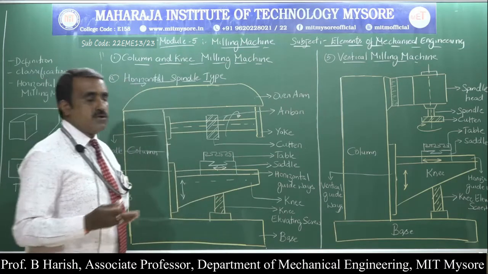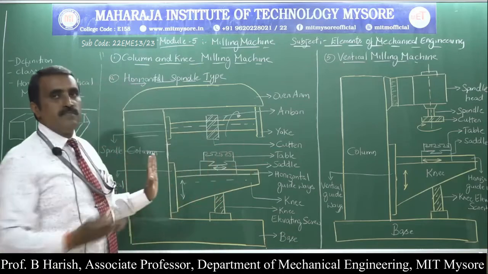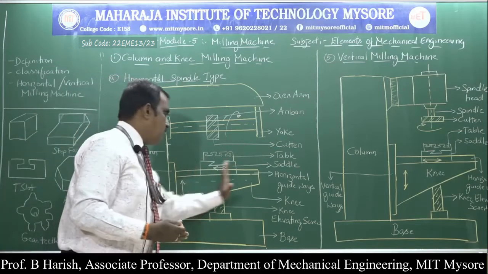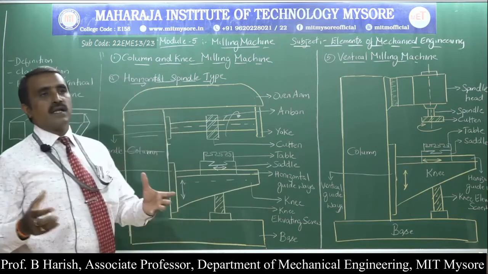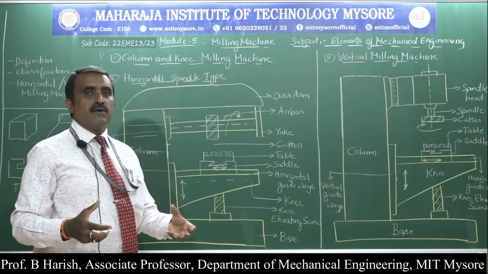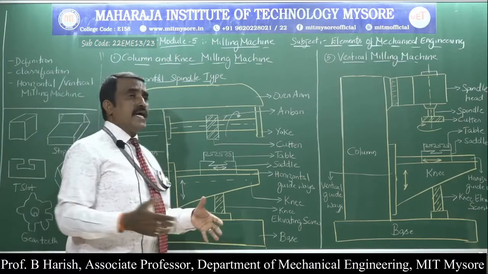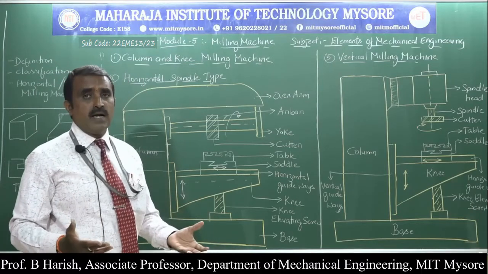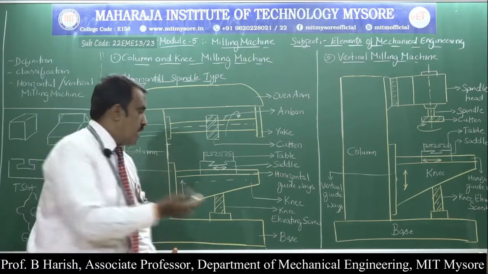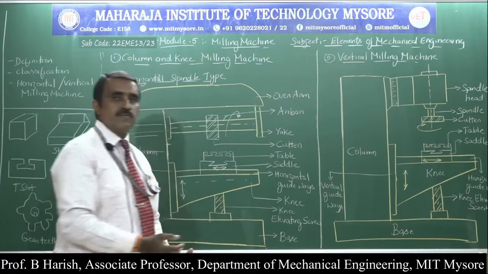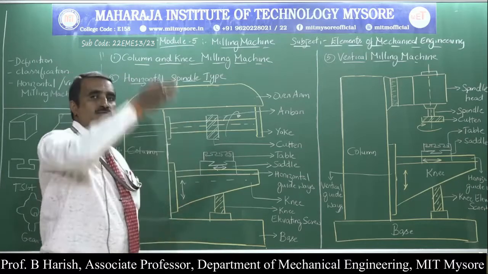The knee is a part that is projected on the front face of the column. So this is the knee, a strong part which is connected to the column. It is a heavy part, so it cannot be placed in between without support. Hence, to support that, we have this knee elevating screw. Here the knee will have vertical movement.